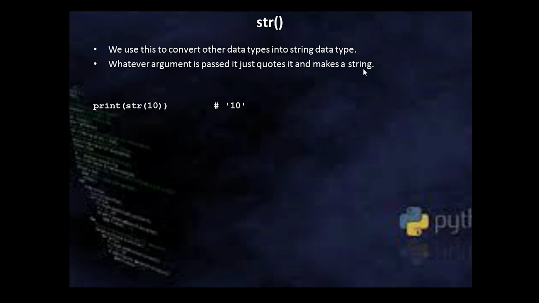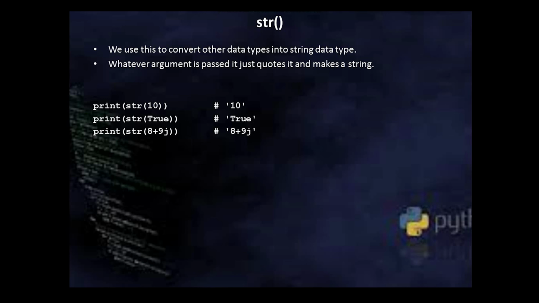Now I am converting integer 10 to string. It will become quoted 10. True converted to string, so it will become double quote true or single quote true. 8 plus 9j, a complex value, converted to string. We discussed these 5 conversion functions, that is integer, float, Boolean, complex and string.